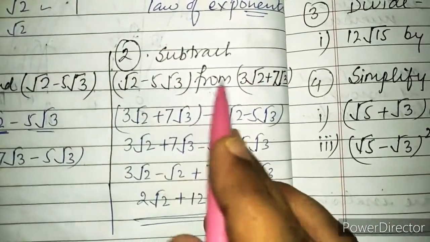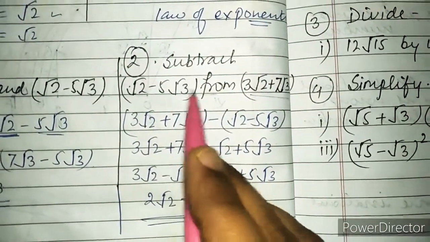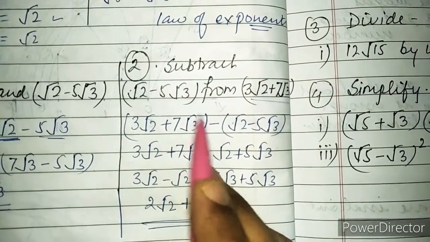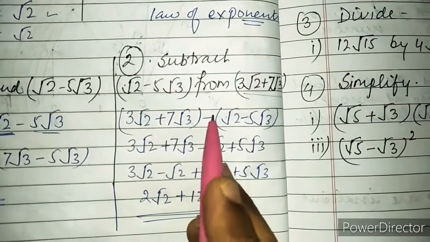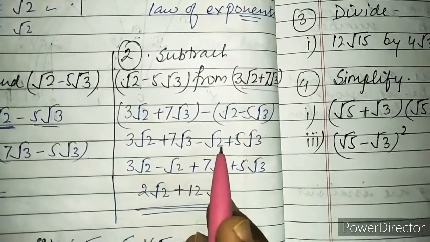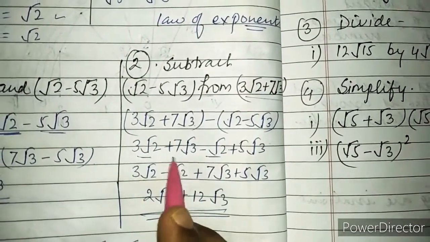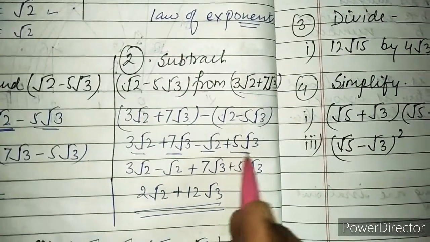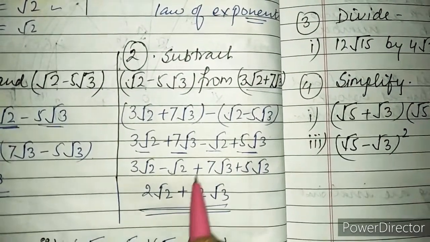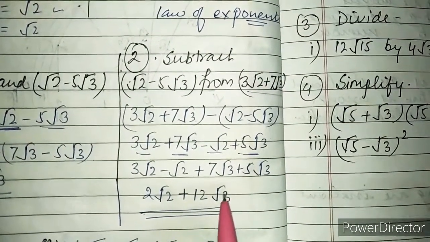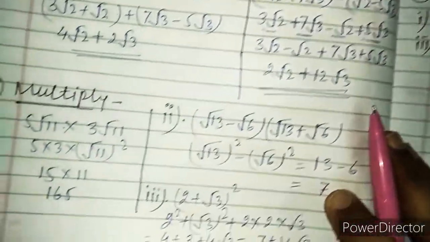Come to the subtraction. Subtract this from this. So after from, we will write first 3 root 2 plus 7 root 3, then come to this one, minus bracket root 2 minus 5 root 3. When we open the bracket, it will become minus and this will become plus, right? Now take the like terms together. 3 root 2 and minus root 2 together, 7 root 3 plus 5 root 3 together. So 3 minus 1 becomes 2, 2 root 2 and 7 plus 5 is 12 root 3.